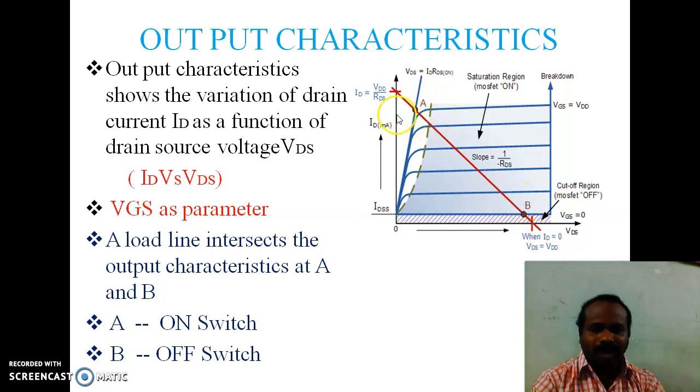At point A, it acts as an on switch. At point B, it acts as a closed switch or off switch. At point A, it acts as an on switch. At point B, it acts as an off switch. In this output characteristics, we have the cutoff region and saturation region. Here we have the breakdown region.